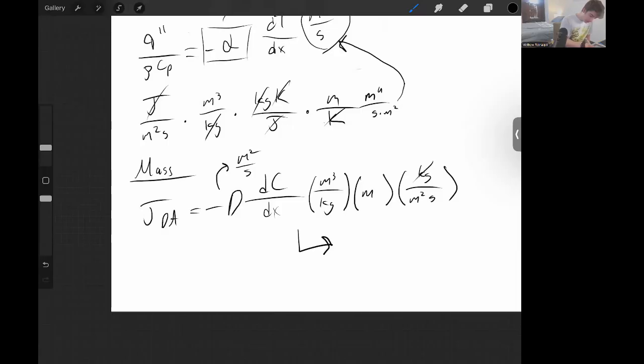So if we look at this, kilograms cancel out. We're left with meters 4 over meters squared a second, which simplifies to meters squared a second. And we have got our diffusivity units, just like that.